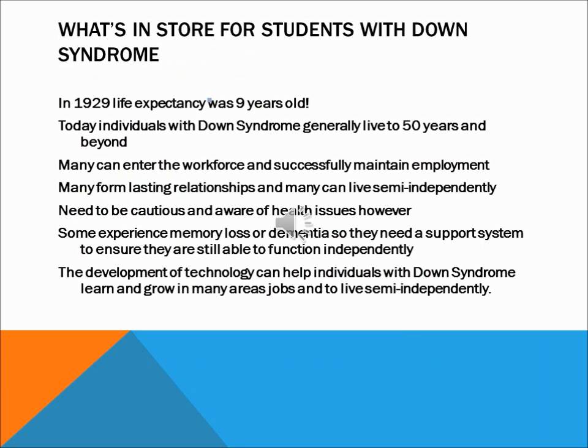In 1929, the life expectancy for an individual with Down syndrome was only 9 years old. Today, they have a life expectancy of at least 50 and sometimes more. Many enter the workforce and successfully maintain employment. Many can form lasting relationships and live semi-independently. It's really important for individuals with Down syndrome to have a really good support system. Often they experience memory loss or dementia as they get older, so it's important that they have a support system that can monitor them to make sure that they are able to function independently.